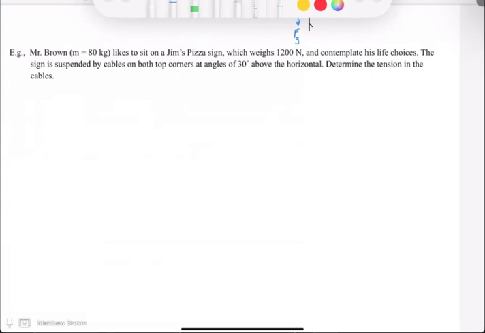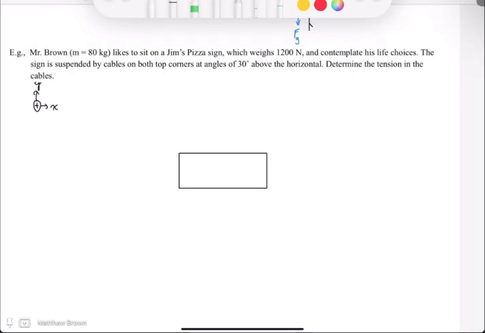Okay, so it's nice that it's the same angle on both sides. These should basically balance out. I would draw, well, I guess first I'll define this as my positive y, this is my positive x. I'll just do one box here to represent both me and the sign. So this is my free body diagram representing the two in one.